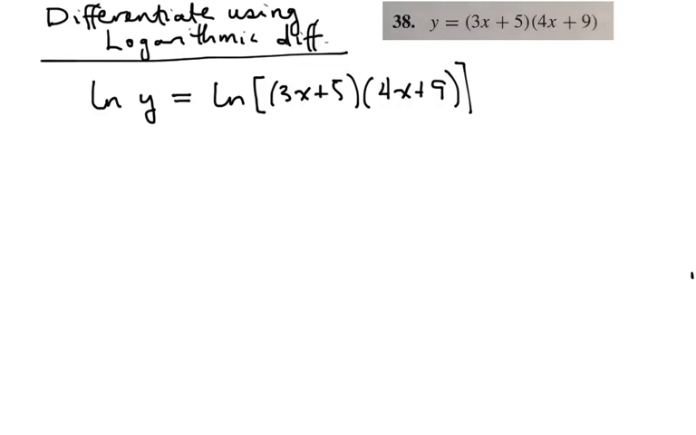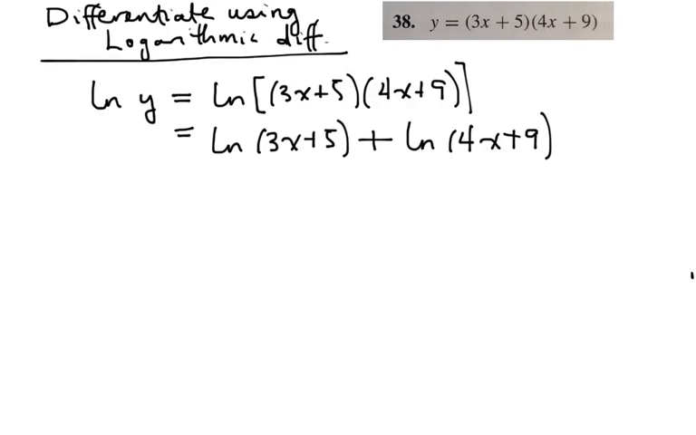Okay, and the good thing about the natural log is that it takes this product and makes it a sum. So instead of having the natural log of a product of two factors, we have a sum of two different natural logs. That's just using the log rules. Then we can differentiate both sides.